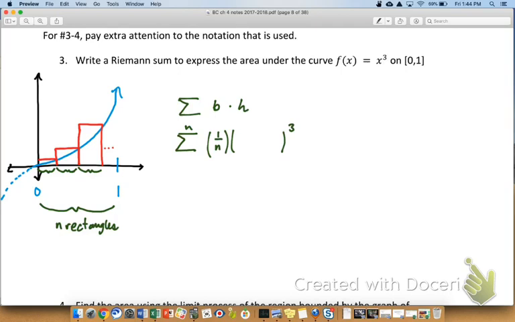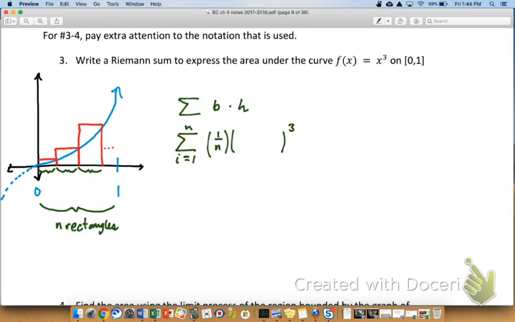We usually have an element. Are you okay with i? Sometimes it's j, for the element that's determining the summation, but we usually use i. I'm going to say i equals 1 to n, simply saying I want to start off with my first rectangle and go all the way out to my nth rectangle, adding up the areas each time. Is this making sense so far?